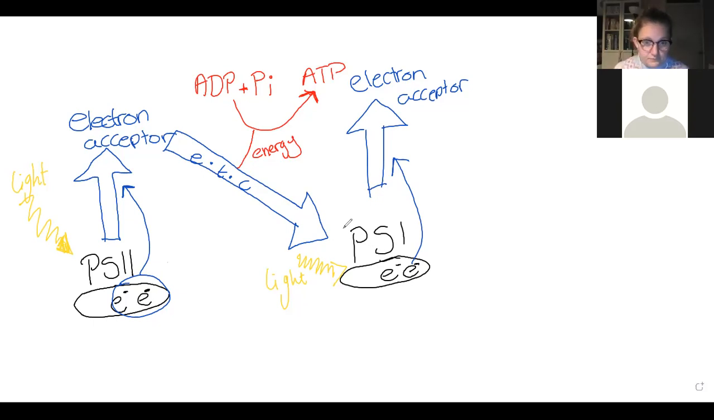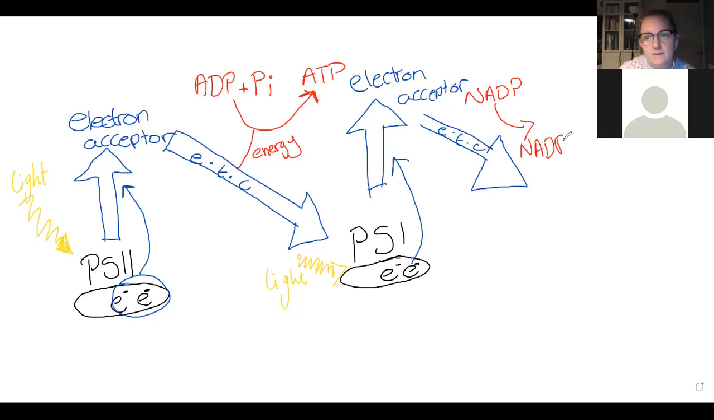Then they go down another electron transport chain, the ETC. When that happens, NADP is able to be reduced to reduced NADP. So I'll write NADPH here, and that occurs because of this.